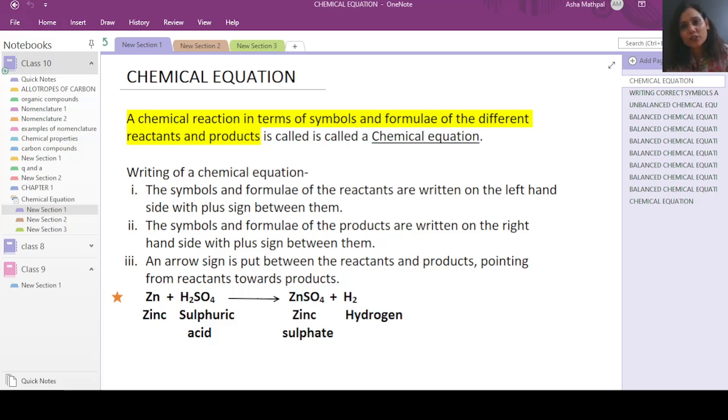Today I will be continuing with the class 10 syllabus, and I have started with the chapter Chemical Reactions and Equations. In my previous session I have already given you an introduction of this chapter, and we have understood up to the point of what chemical equations are. So let's begin today's session.